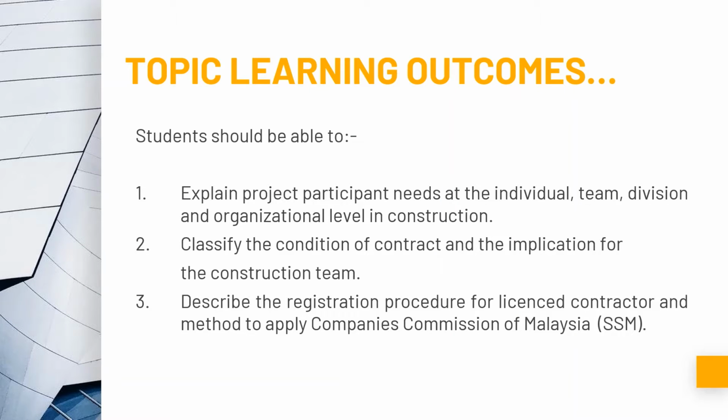Baik, sebelum kita masuk dengan lebih lanjut lagi dalam Unit 2, kita tengok dulu apa dia topik learning outcome. Yang pertama sekali, students should be able to explain project participant needs at the individual, team, division and organizational level in construction. Yang kedua, students should be able to classify the condition of contract and the implication for the construction team. Dan yang ketiga ialah students should be able to describe the registration procedure for licensed contractor and method to apply Companies Commission of Malaysia ataupun lebih dikenali sebagai SSM.